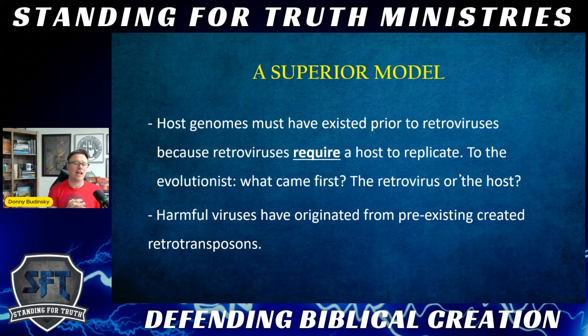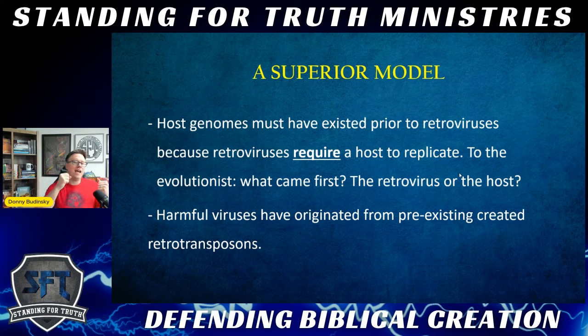And so notice on the slide here, a superior model. Host genomes must have existed prior to retroviruses because retroviruses require a host to replicate. So this is the important chicken and egg problem for the evolutionists. Since a retrovirus requires a host to replicate, what came first, the host or the retrovirus? The retrovirus requires a host to replicate. And so if the retrovirus came first, then how can the retrovirus replicate and therefore spread?